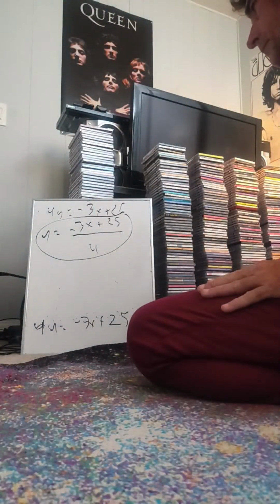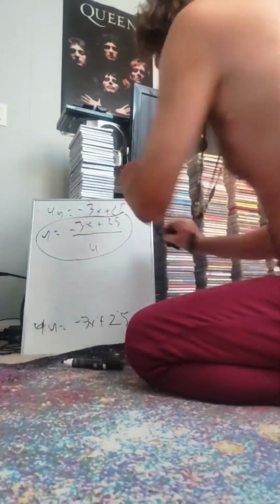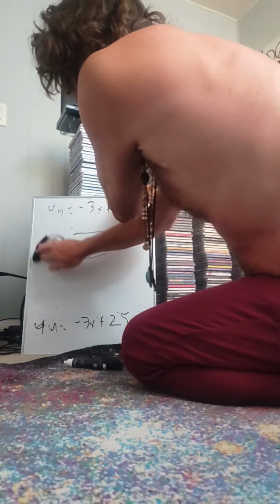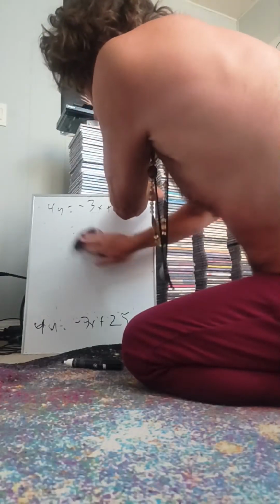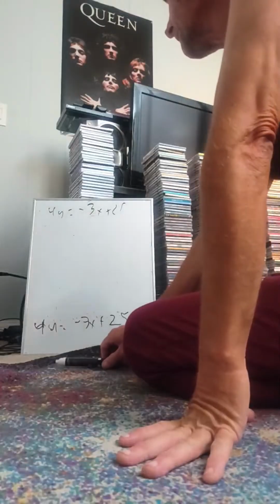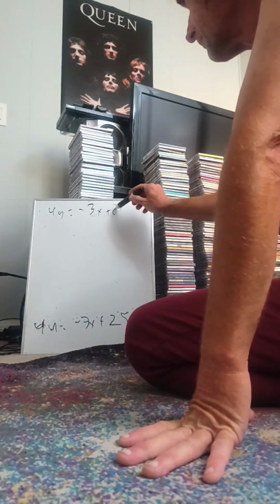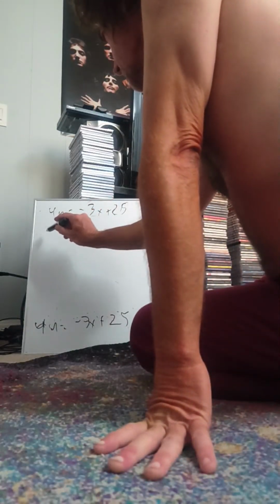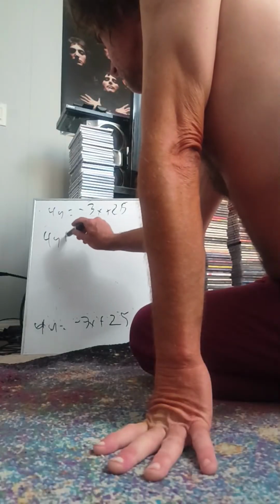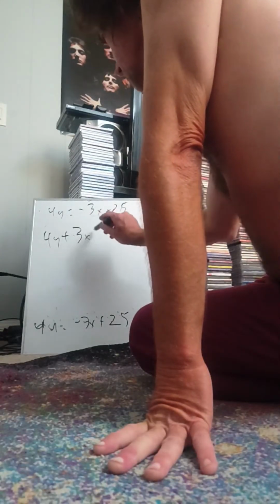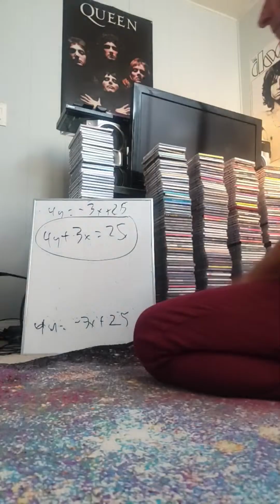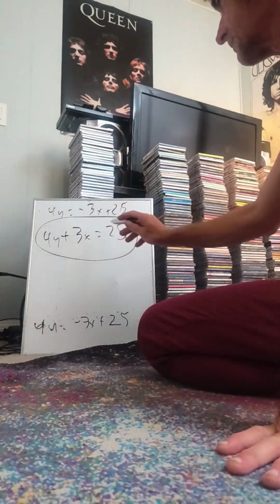Oh, I know, I don't have to do it like that. I can just do this. Let me make it simpler than that. The book did, why can't I, right? 4y equals -3x plus 25. Let's just say 4y plus 3x equals 25. Leave it like that. I just put the 3x on the other side. 4y plus 3x equals 25.